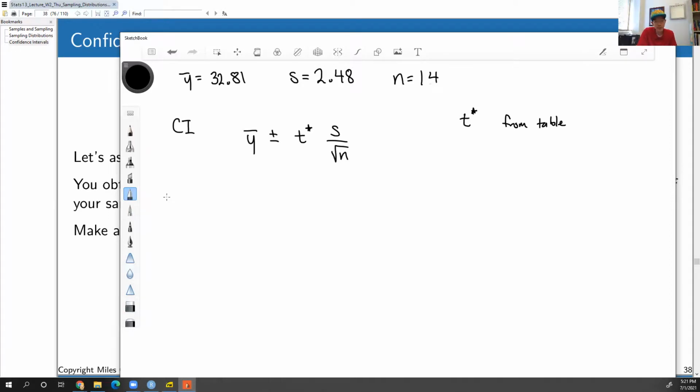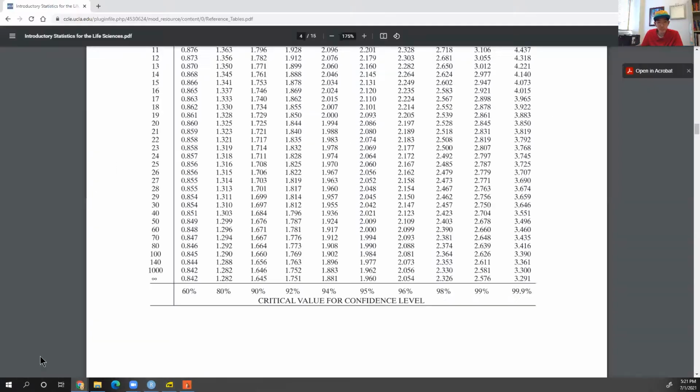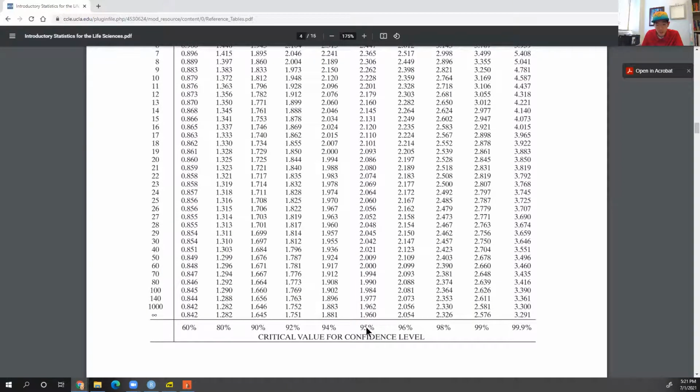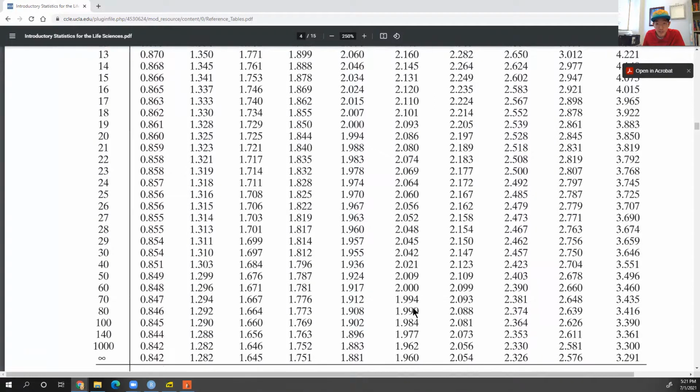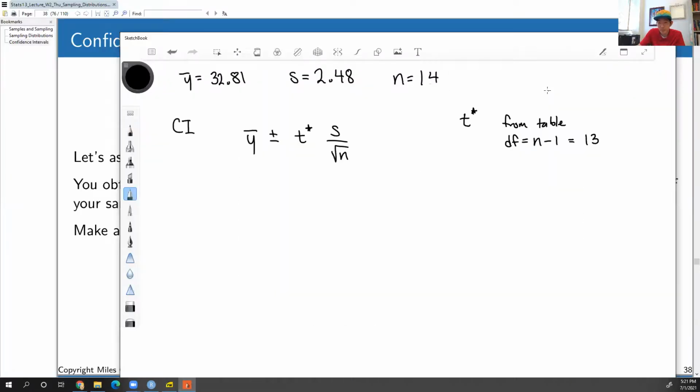Sample size is 14. We're going to go to the table, and we need the degrees of freedom, which is n minus 1. So we have 13 degrees of freedom. We make a 95% confidence interval, so we go to the 95% confidence column and 13 degrees of freedom. 2.160, I think, if my eyes are not playing tricks on me. So my t star is 2.160.